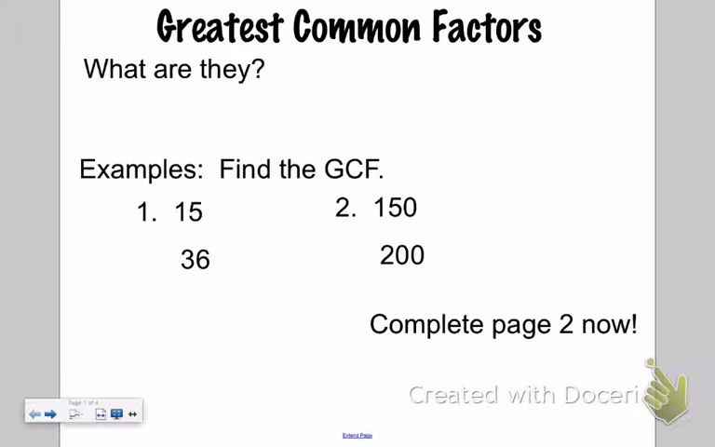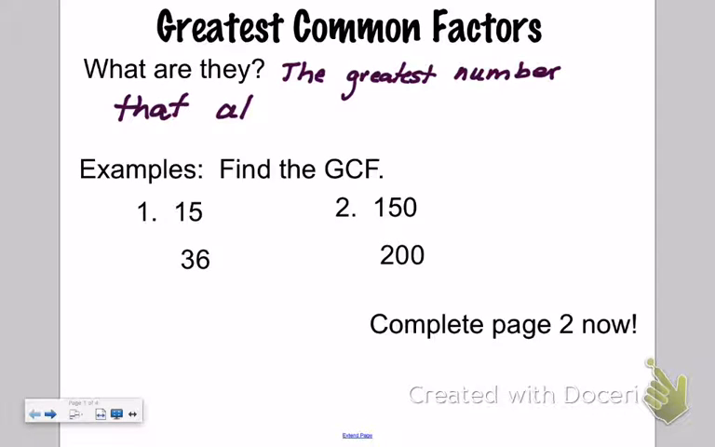Right, this is topic 1, greatest common factors. So the first thing is, what are they? The greatest common factors, we usually ask what is the GCF of two numbers or two polynomials. And we would say the greatest number that all numbers given are divisible by.